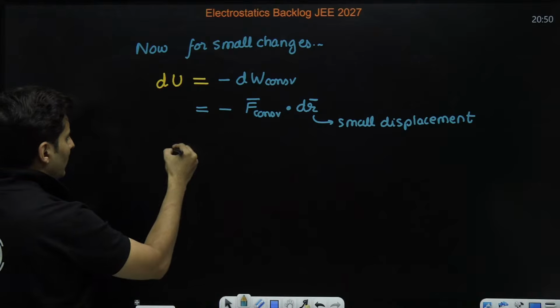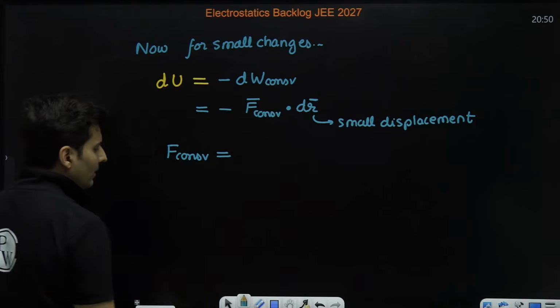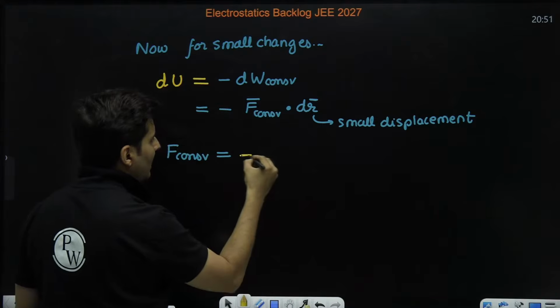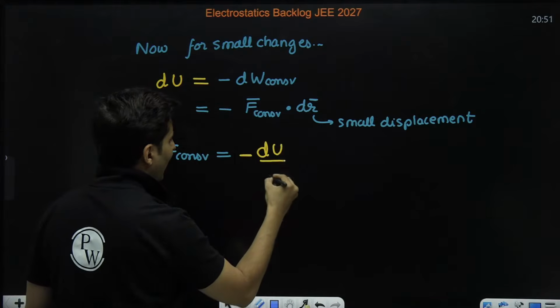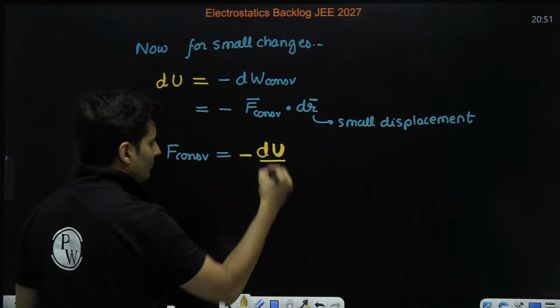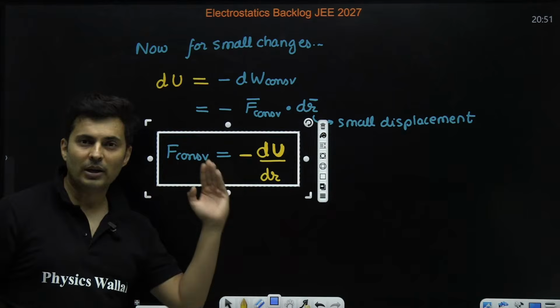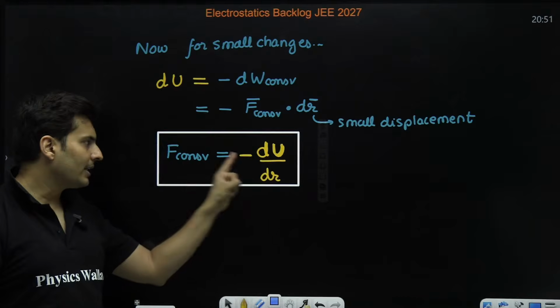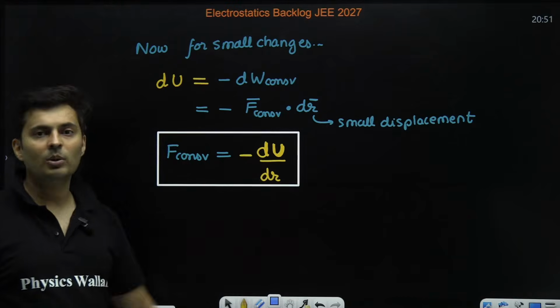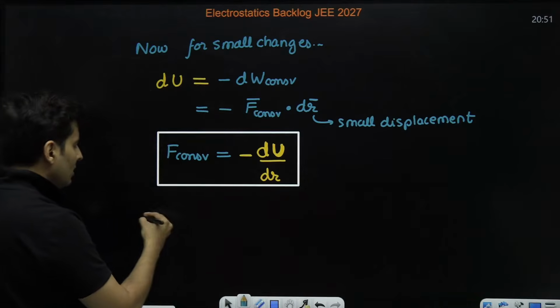You move this around and you will see the conservative force will be nothing but minus dU by dr. This is also a very famous formula which you would have encountered back in your 11th grade. And this is also true for electrostatics. So the electric force will be negative rate of change of potential energy. So this is true for, in fact, all the conservative forces.